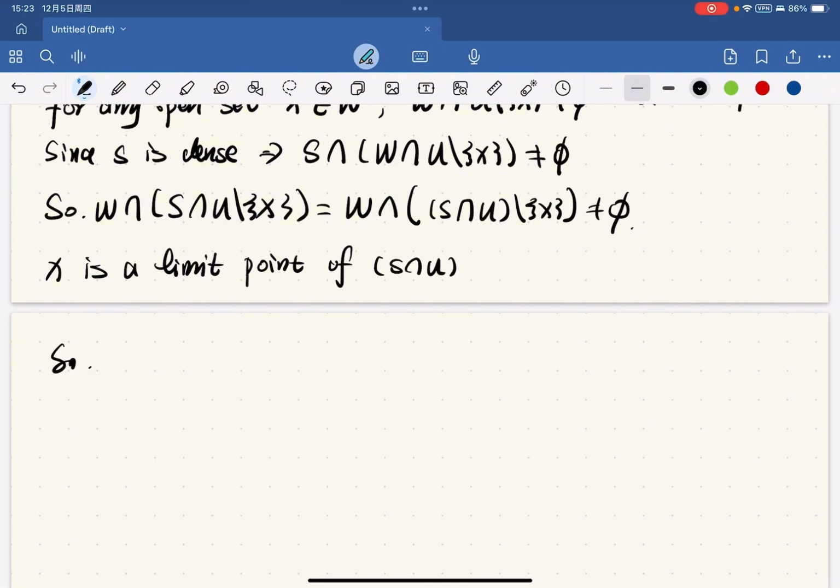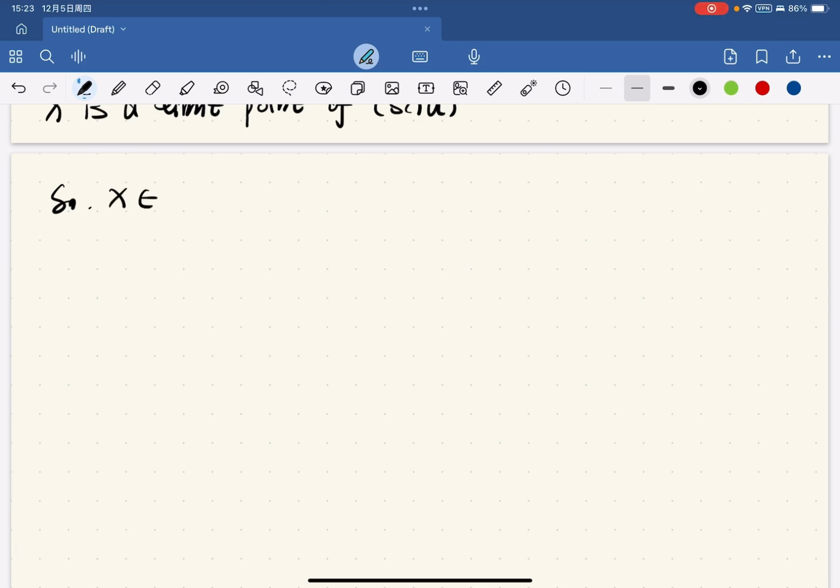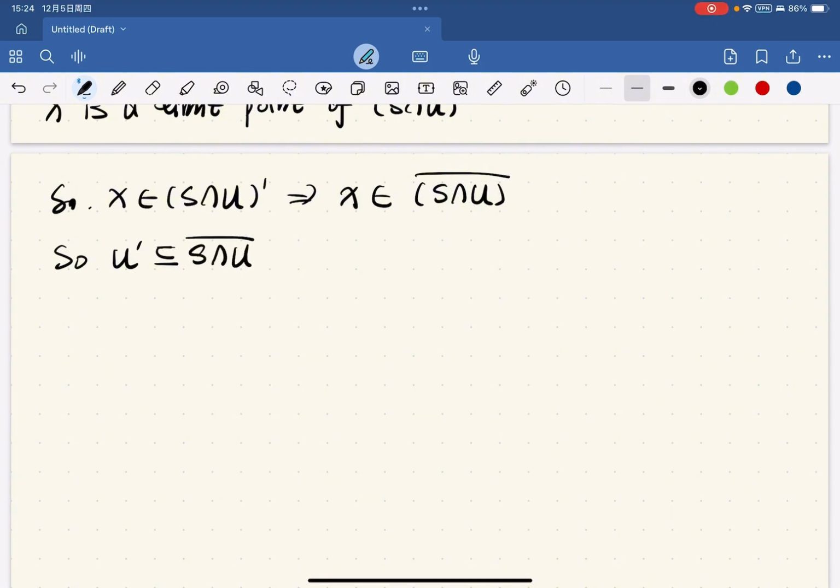So x is in the closure of the intersection of S and U. So we have that the limit points of U are contained within the closure of the intersection of S and U. So we conclude the closure of U is also contained within the closure of the intersection of S and U.